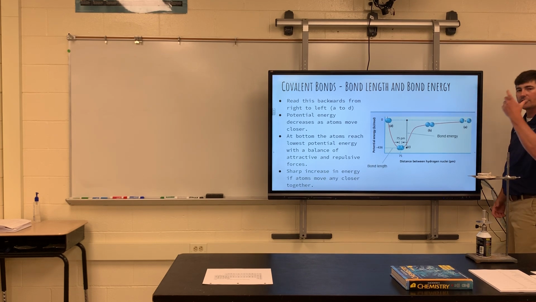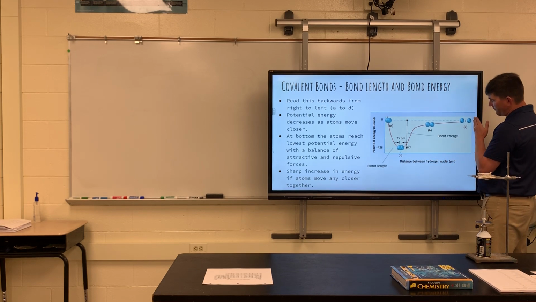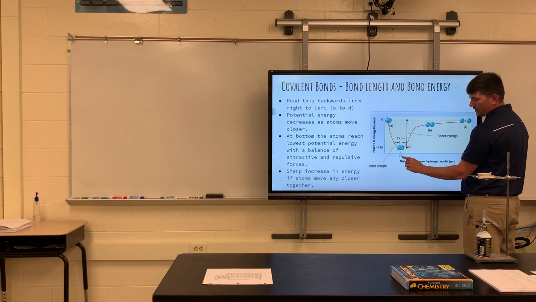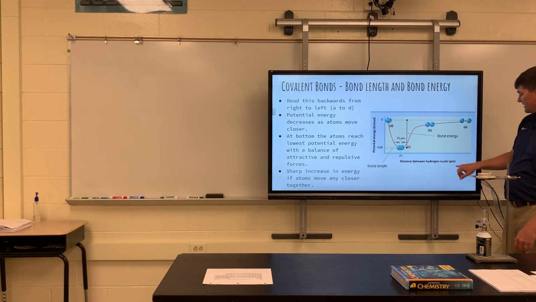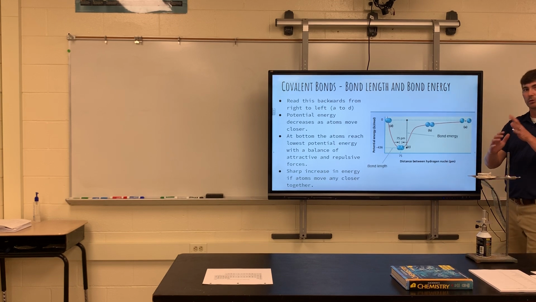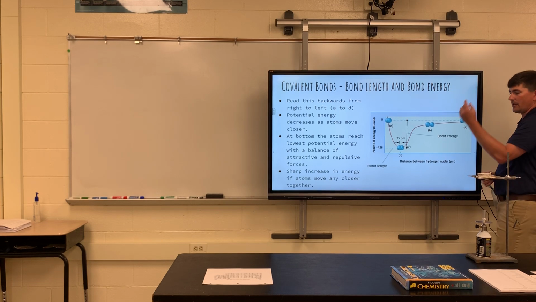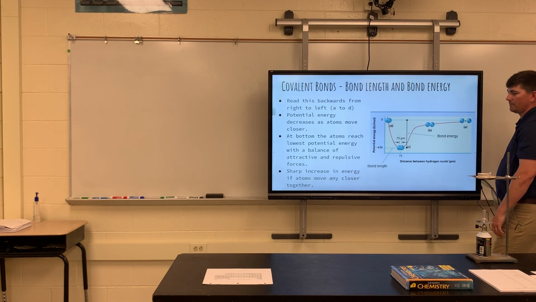Okay, the bond length is the length. Remember, we're further apart here, going back towards zero, closer together. So according to this, for these two atoms, the bond length would be 75, and I think that's, yeah, picometers, which is really small. Okay, so how far is one nuclei from the other? This bond length, in this case, is 75 picometers.